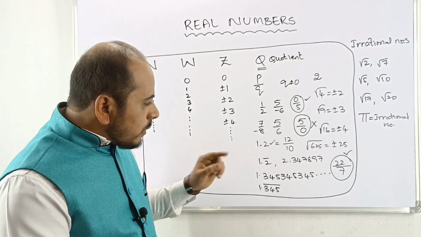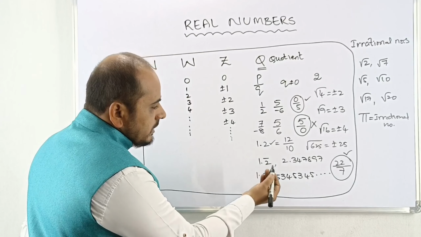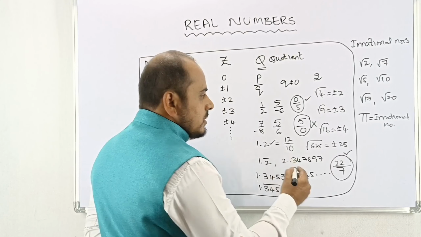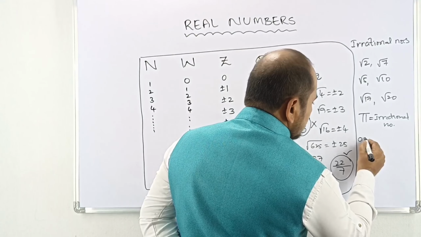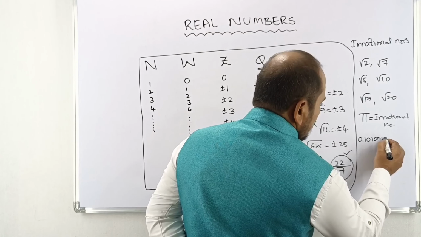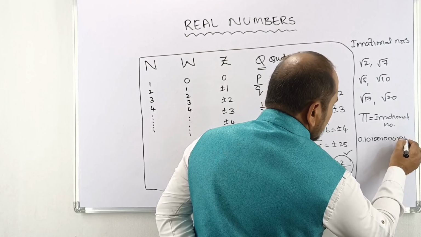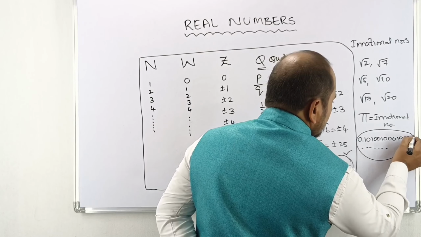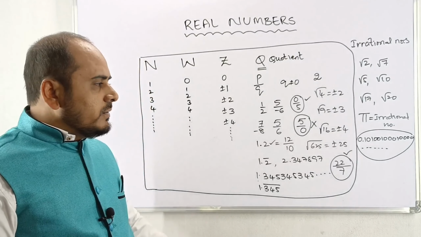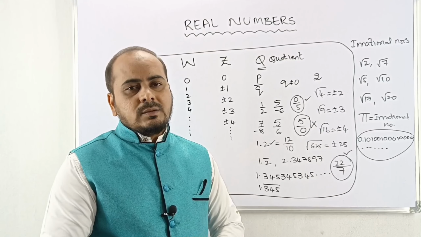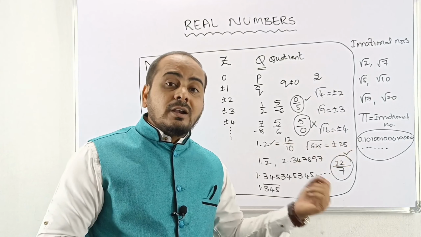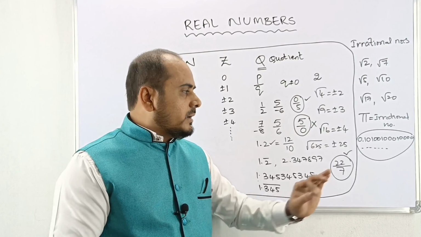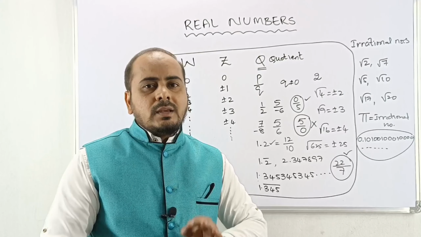And not only this, one more question arises here. See here, as we have taken 1.345345 like this. So if I take one more example like this, 1.01001000100001, and so on. This number is called an irrational number because it is a non-terminating decimal, as well as not a repeating decimal. So all non-terminating, non-repeating decimals are also called irrational numbers.